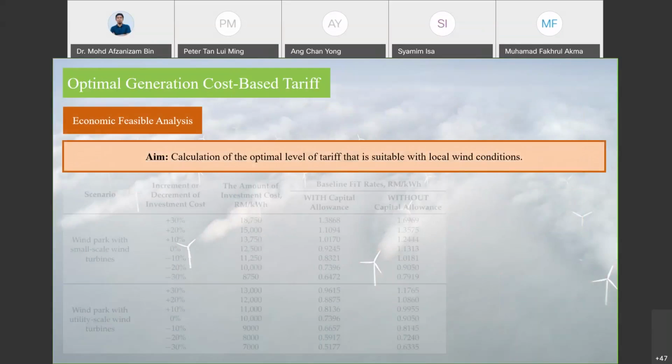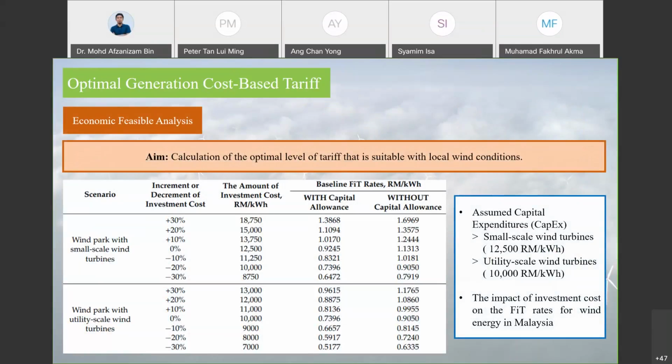Next, I would like to present about the optimal generation cost-based tariff. This research is obtained from an article, namely the optimal generation cost-based tariff rate for onshore wind energy in Malaysia. The aim of this economic feasibility analysis is to calculate the optimal level of tariff which is suitable for local wind conditions. As you can see in the table, this table indicates the impact of investment cost on the feed-in tariff rate for wind energy in Malaysia.